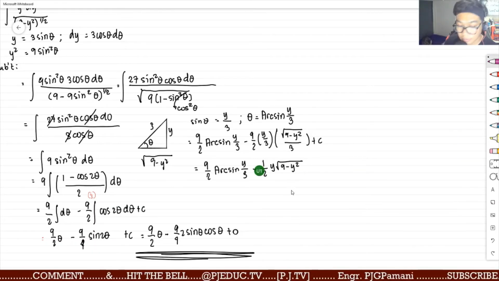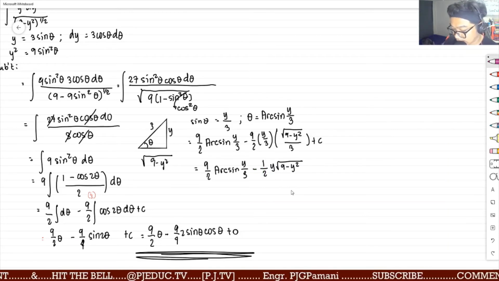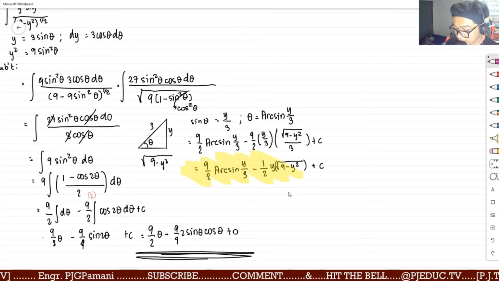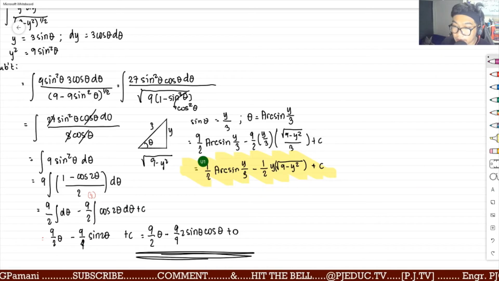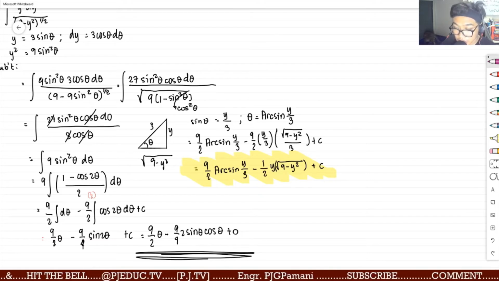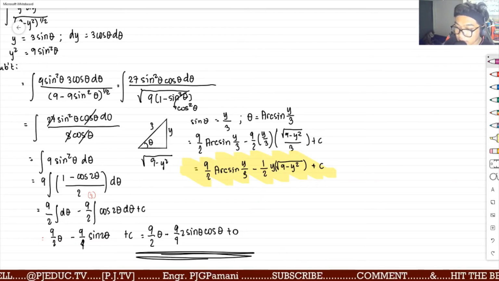Plus c. Yan na ngayon yung ating final answer problem. Naintindihan po? Dali lang naman, no? Alalahanin nyo lang yung Pythagorean ninyo.